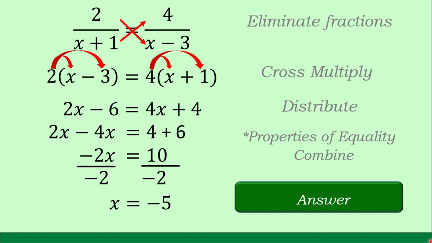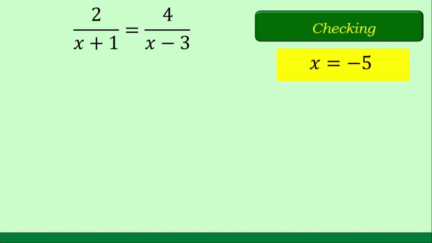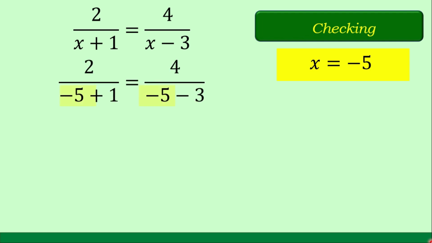To confirm our answer, we need to proceed to the last step, and that is the checking. Using that value, x is equal to negative 5, we will go back to the original equation, which is this one, and we are going to substitute the value of x by negative 5, like this. So these are the values of our x. We have already substituted that in this equation. After that, we will perform the indicated operation. So it will have this one.